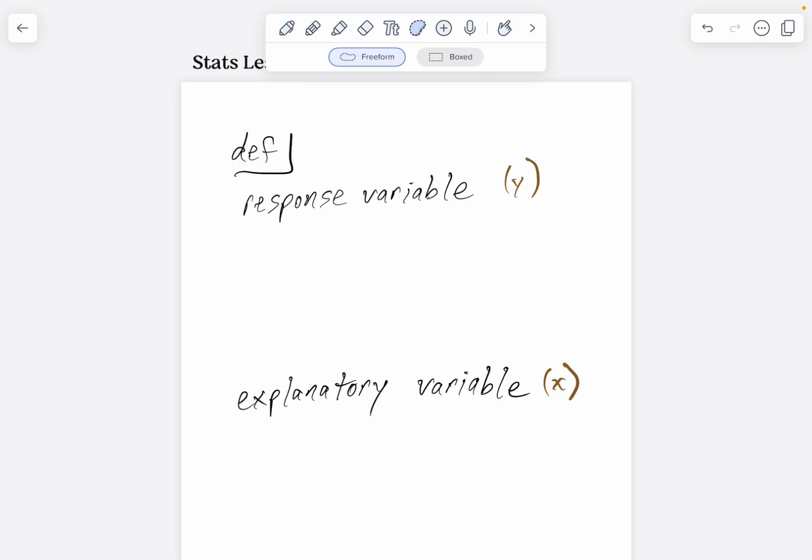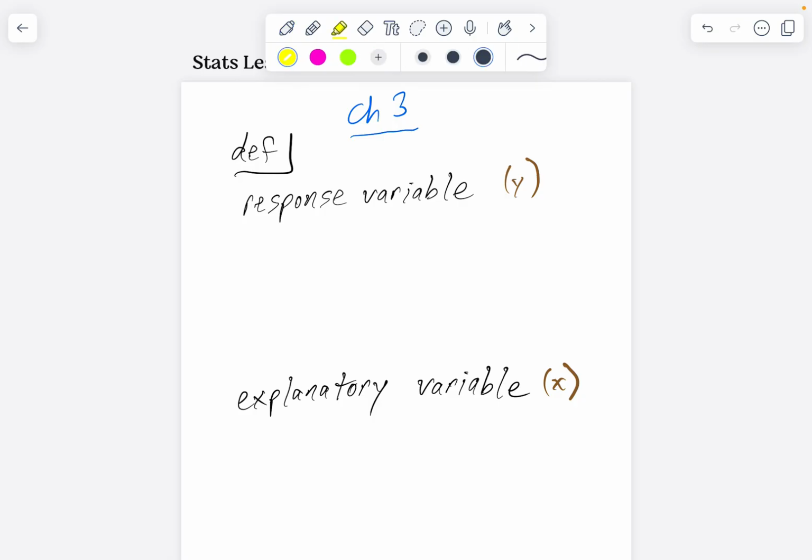We're going to be starting off with Chapter 3 in your curriculum. And we're going to be looking at the relationship between variables. And we're going to start by looking at the relationship between variables that are categorical in nature.